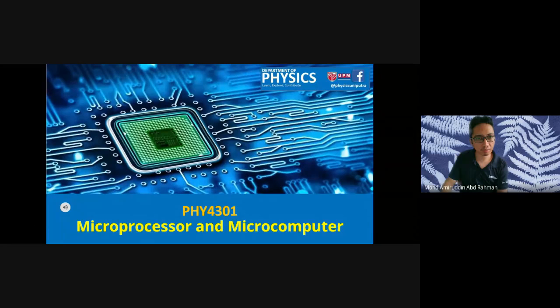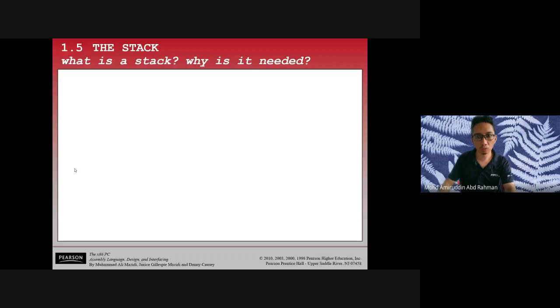So we are still on the x86 microprocessor notes. Okay. So we are now on page 6 on the notes, if you want to refer to the notes given. Okay, so continue with the stack. So what is a stack and why is it needed?